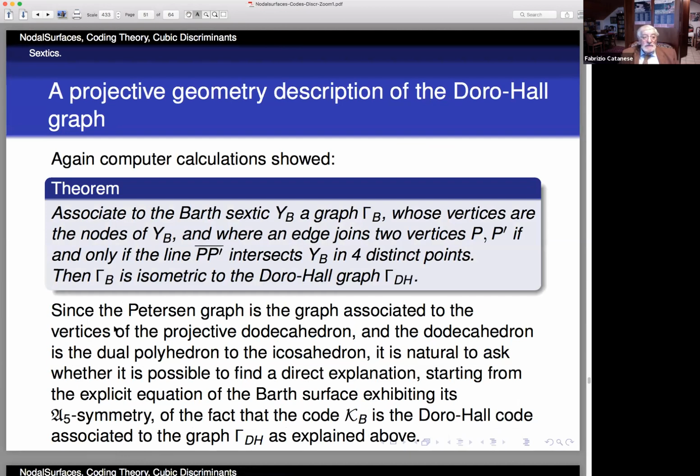Now, what is interesting is that there exists a projective geometry description of this graph. You take the Barth sextic and you associate to it a graph whose vertices are the nodes of the sextic, B stands for Barth, and where an edge joins two vertices if and only if the line joining the two vertices intersects the sextic in two more points with multiplicity 1. So the general behavior of a line connecting two nodes is the one which tells there is an edge in this graph. And then this graph is isometric to the Doro-Hall graph.